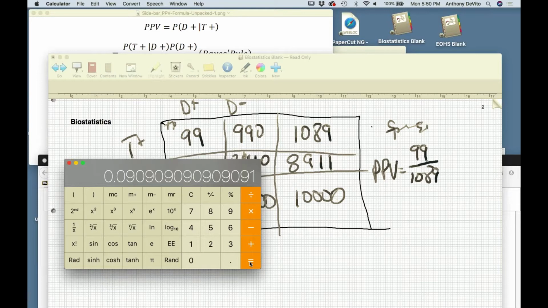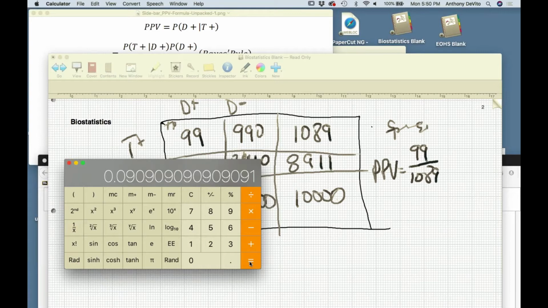That equals about 9%, a little bit more than 9%. Okay, so you have a 9% chance of having the disease in this test, even though the test has a sensitivity of 99% and a specificity of 90%. If you test positive, there's only a 9% chance you actually have the disease. Why is it so low? What's the one factor in here that really affects the positive predictive value? The prevalence, exactly, because there's not many people in this population that have the disease, right?